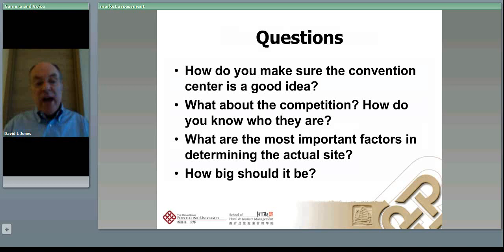So they show that graph that we talked about earlier. Is that really the competition, and how do you know that? And then what are the most important factors in determining the size? What did they come up with as a size, and do you believe it? How big should it be? Do you agree with them or not?